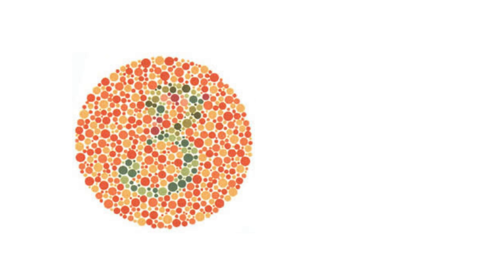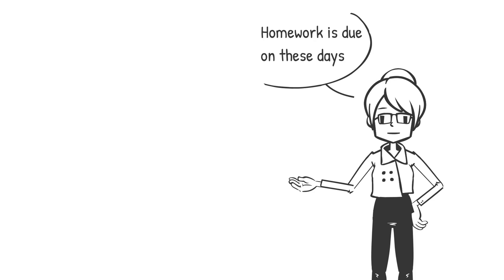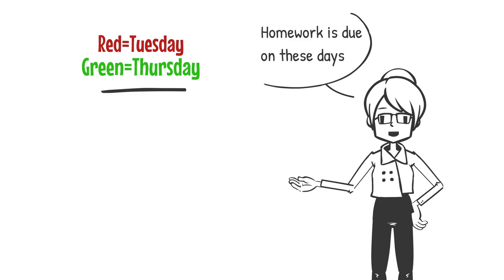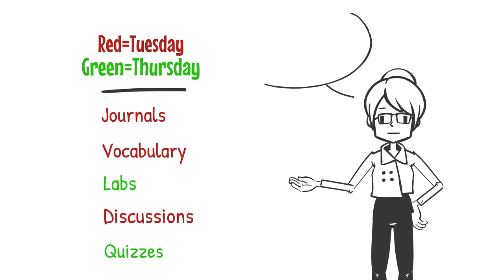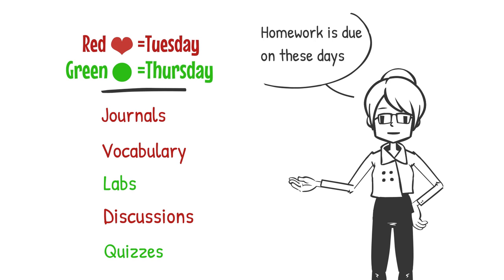So what someone with normal vision sees like this, someone with protoanomaly sees like this. For this reason, we want to avoid instructions like this. All work due on Tuesdays is listed in red, and all work due on Thursdays is in green. So should we simply avoid color? Not so fast. The rule is not never use color, it's never use color alone. When color is used to convey meaning, combine the color with patterns, like this.